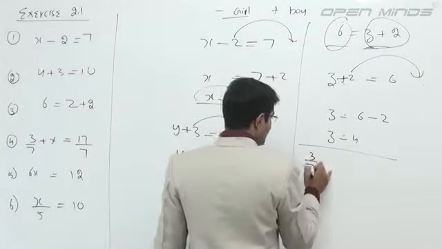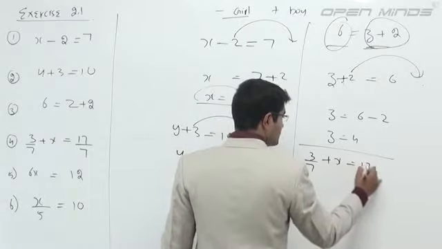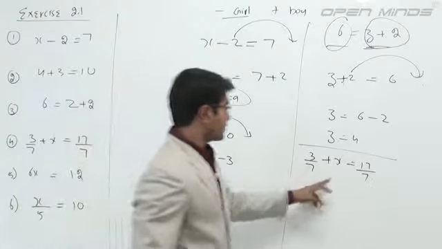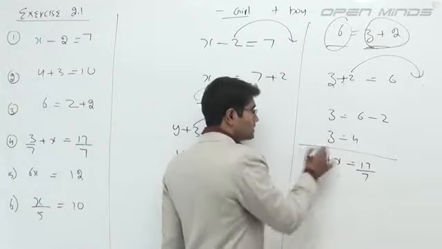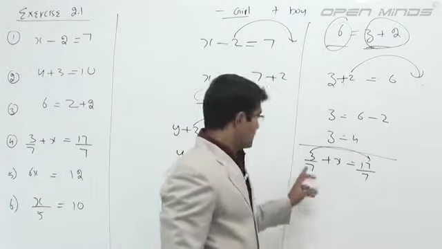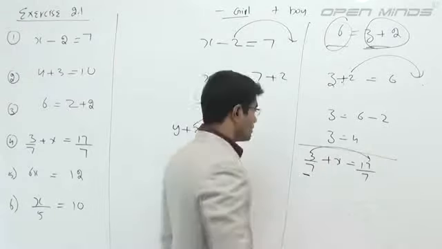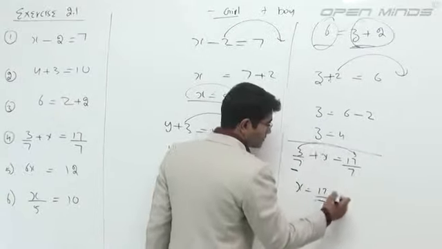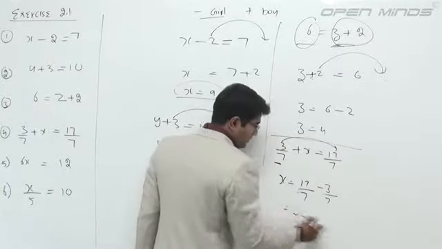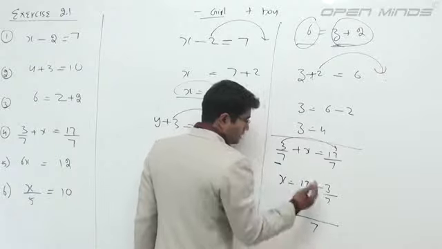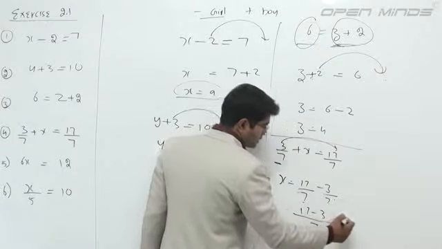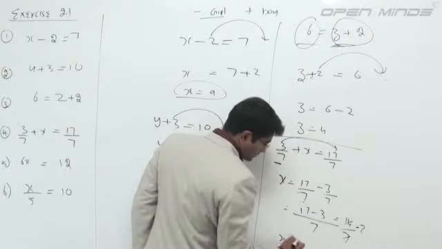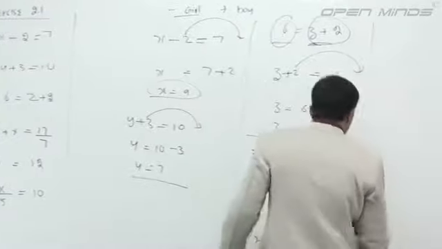What does the next problem say? It says 3 by 7 plus x is 17 by 7, right? So what are you interested in? x, and this guy I don't want here, so I'll transport this guy. How will I do that? If there's a plus sign here, it goes as a minus sign. That's all about it. So x is 17 by 7 and it comes here as minus 3 by 7. The LCM is 7 for both of them, so 17 minus 3 is 14 by 7. I can cancel this as 2. So x is equal to 2. Right. What about the next one?